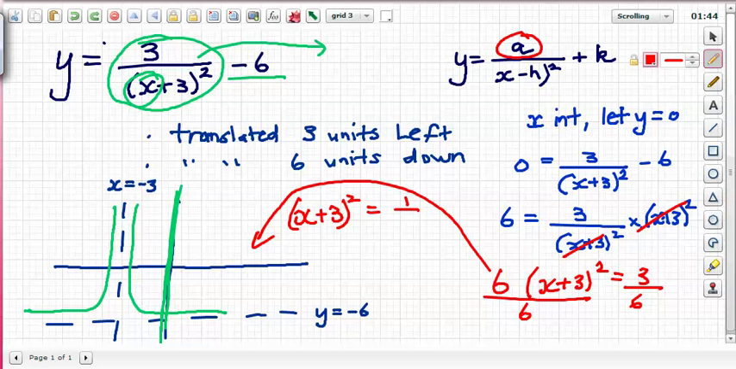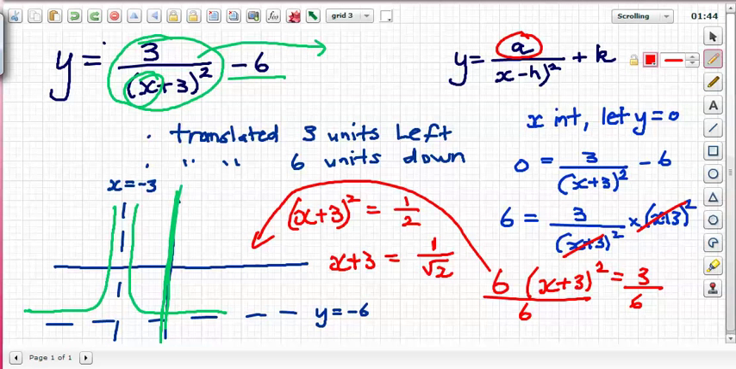If I've got a square on one side, I've got to do the opposite. Well, what's the opposite of a square? It's a square root. So we've got to square root both sides. Let's go ahead and do that. The square root of (x plus 3) all squared is just x plus 3, and that is equal to the square root of a half, which is 1 on root 2.